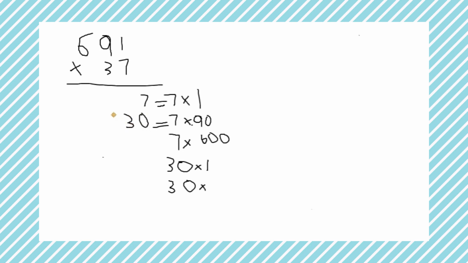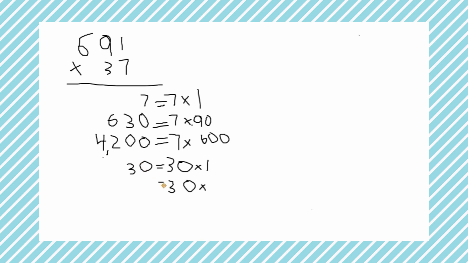630 for 7 times 90, and then 7 times 600 is 4,200. Now I am jumping back and forth just to make this a little quicker. So we already know by adding these all together we get 4,837. Now 30 times 1 is 30.